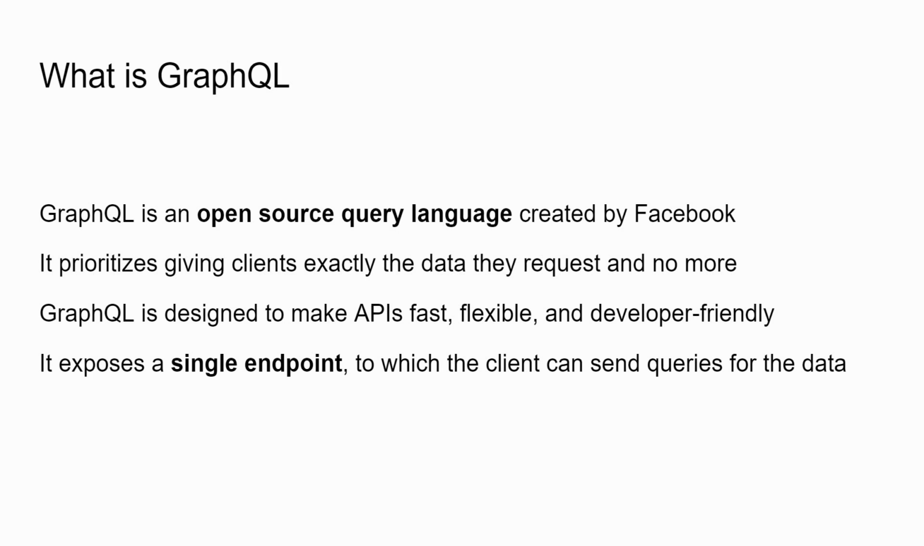It operates in a more efficient manner than traditional methods and services because of specifying which exact data you need. Instead of using several endpoints, it exposes a single endpoint and returns only the data the client queried. GraphQL is designed to make APIs fast, flexible, and developer-friendly.